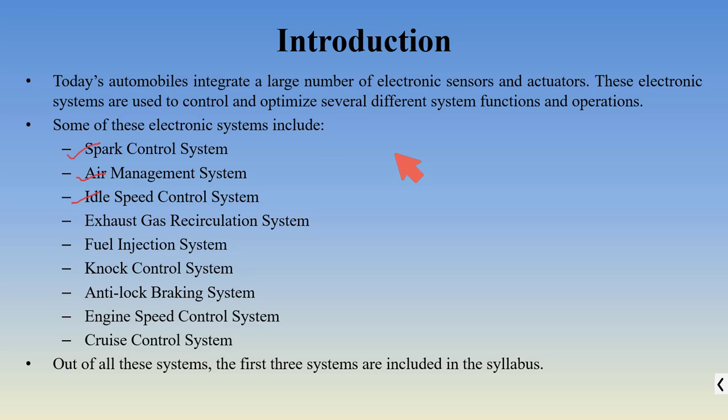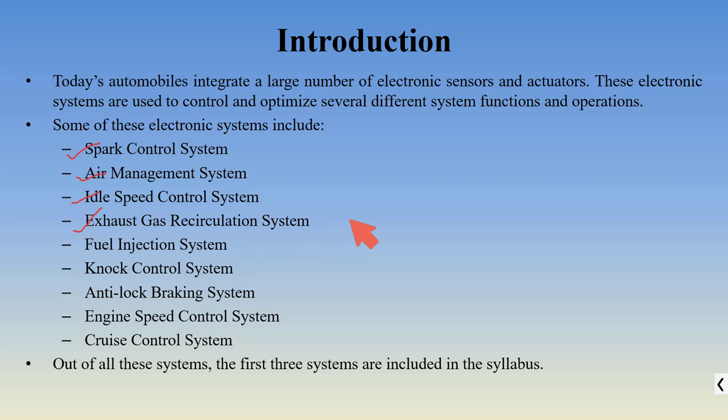So there is an idle speed control system. From your module number 2, you should remember that when the engine is idling, it requires a rich air-fuel mixture because the throttle valve is completely closed. So that is the idle speed control system. Even when the throttle is completely closed, a sufficient amount of fuel should be sent to the engine so that the engine keeps on running at minimum speed. Then there can be an exhaust gas recirculation system.